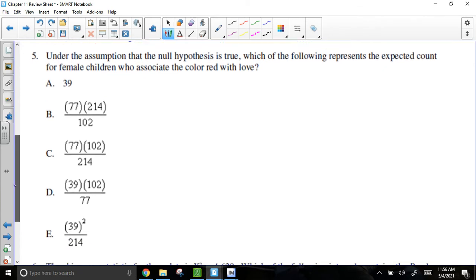Okay, question number 5. Under the assumption that the null hypothesis is true, which of the following represents the expected count for female children who associate the color red with love? Okay, so notice we're talking about female children with the color red with love. Female children and love. It wants me to figure out the expected count.